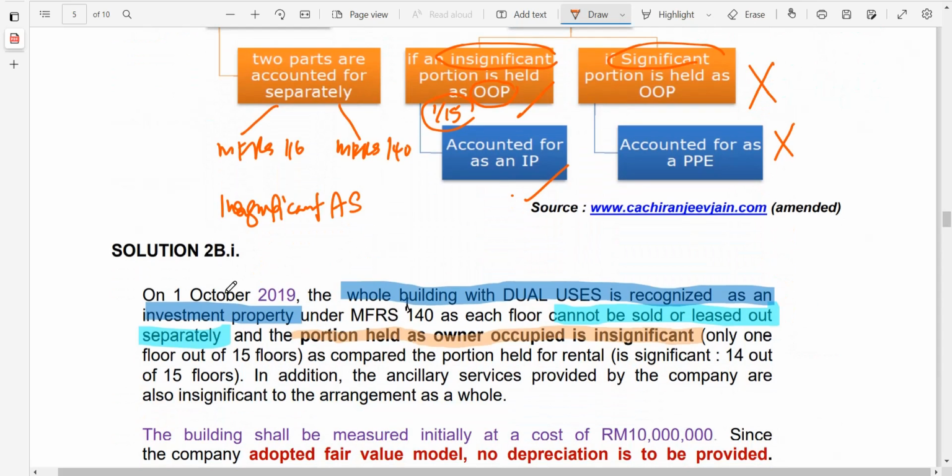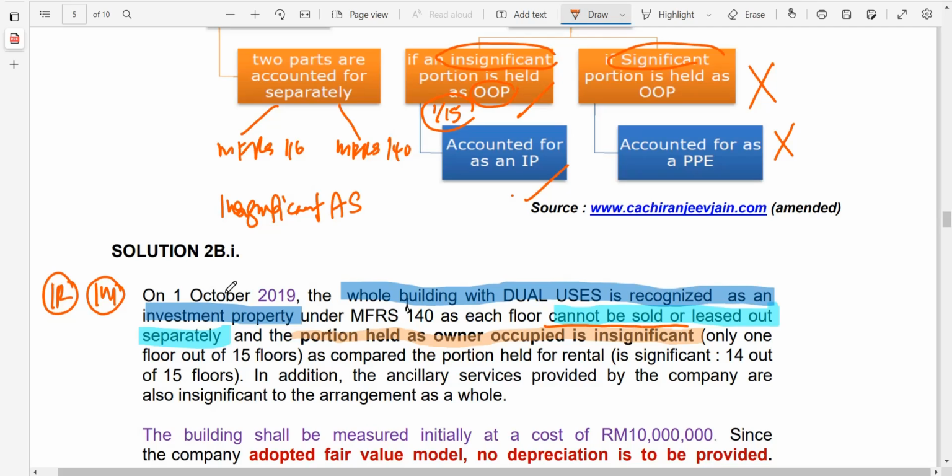So on 1st of October, this is the initial measurement, I put here IM, and also initial recognition. On 1st of October, the whole building with dual users, remember, it is held for owner-occupied as well as for rented property. However, the rented property is more significant. So it is recognized as an IP under MFRS 140.